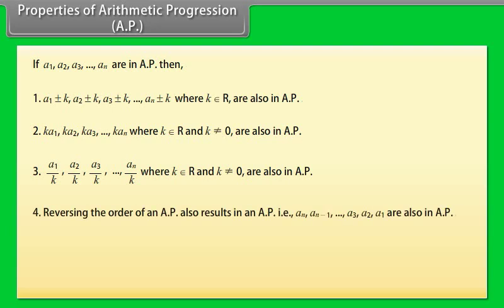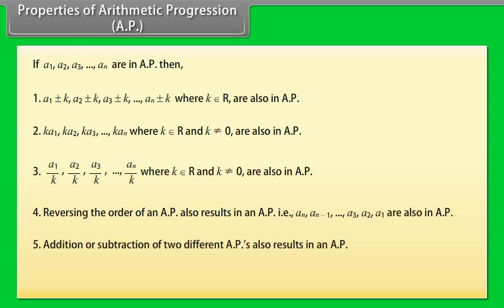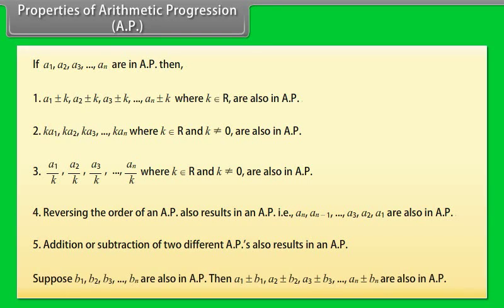Reversing the order of an AP also results in an AP. That is, an, an−1 up to a3, a2, a1 are also in AP. Addition or subtraction of two different APs also results in an AP. Suppose b1, b2, b3 up to bn are also in AP. Then a1 ± b1, a2 ± b2, a3 ± b3 up to an ± bn are also in AP.